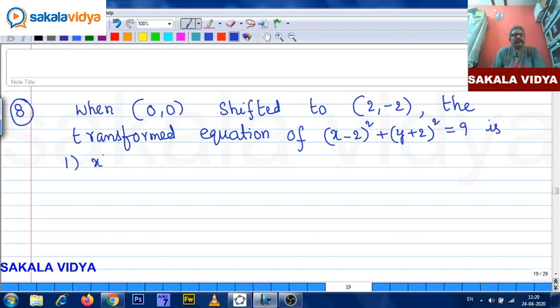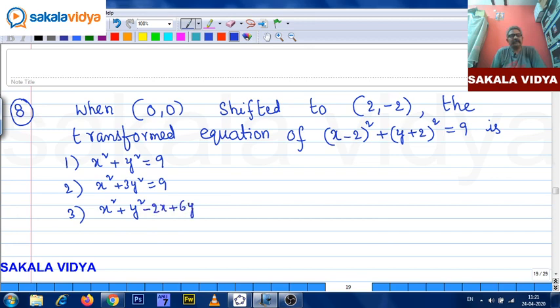First option, x square plus y square is equal to 9. Second option, x square plus 3y square is equal to 9. Third option, x square plus y square minus 2x plus 6y equals 0. Fourth option, 4x square plus 9y square is equal to 36.